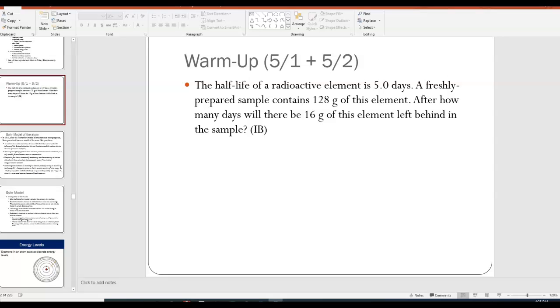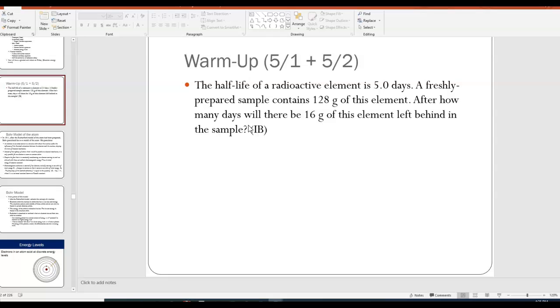Okay, so in this video we're going to continue to talk about the Bohr model. Before we move on and talk more about the Bohr model of the atom, which by the way is the last model of the atom we're going to talk about, I just want to do a really quick example with half-life, just because we covered half-life a few videos ago.